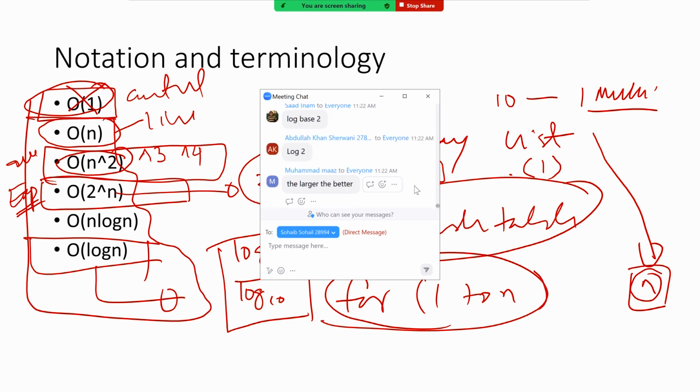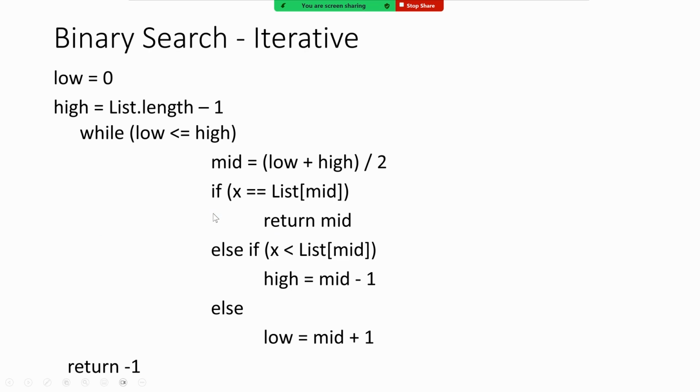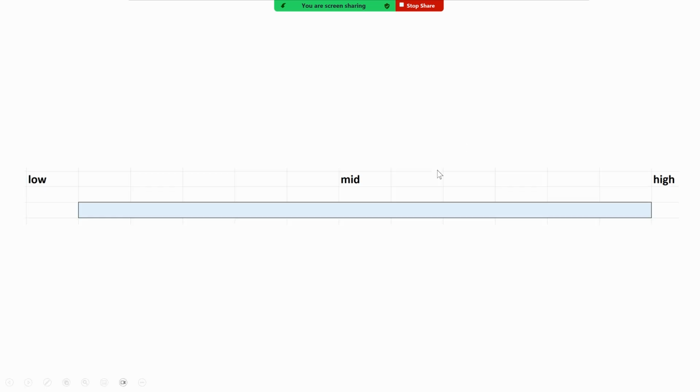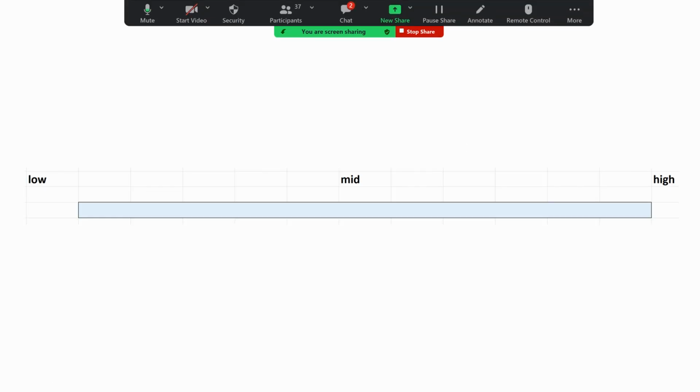Can you think of an instance or an example? No, that's not log n. That wasn't log n. You remember this? Binary search, iterative? So think about this for a second. How do you start? How does your logic work? You're basically saying, I have a list, and on this list, this is the starting point, and this is the ending point, and then this is the midpoint, and then what do you do?